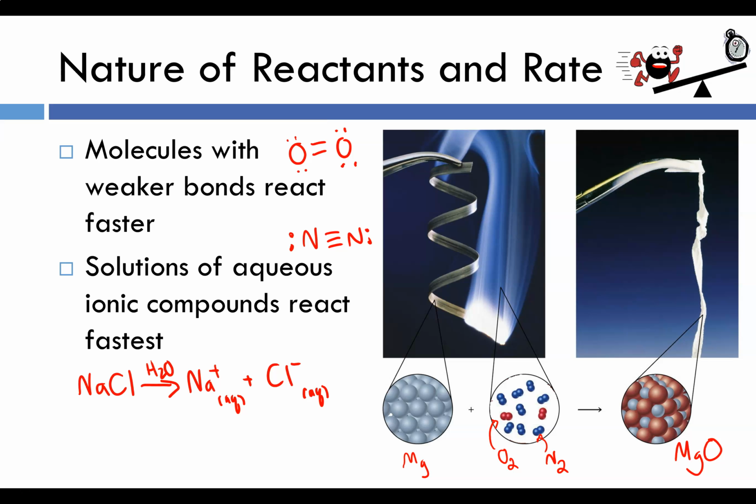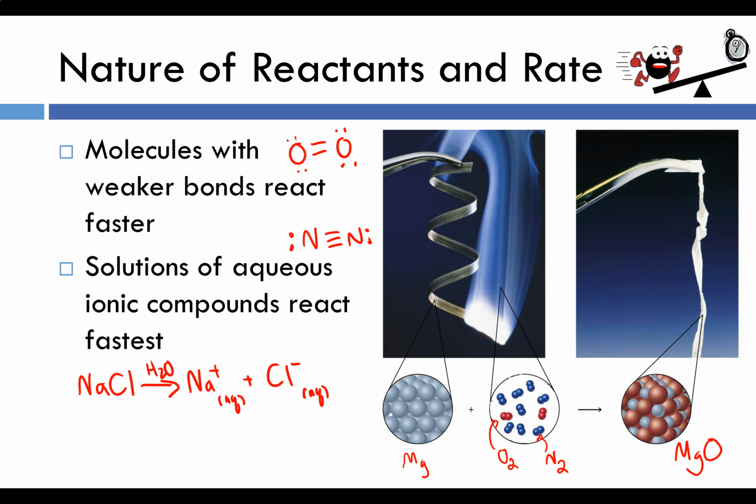In an aqueous ionic solution, you have already broken that bond. If you think about your potential energy diagram, breaking the bond is the most energy-intensive step of the whole process. So by dissolving an ionic compound in water, you've already broken that bond, and now you just have these ions floating around in solution that are going to react immediately upon contact with another ion.